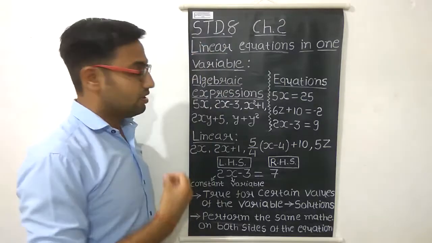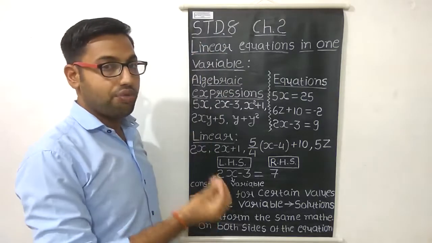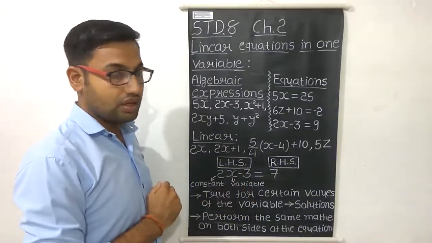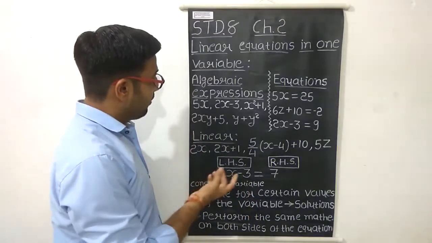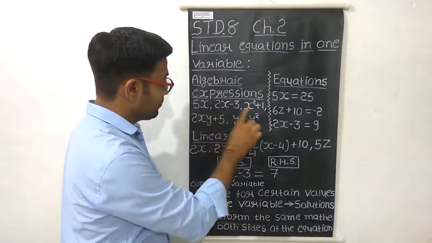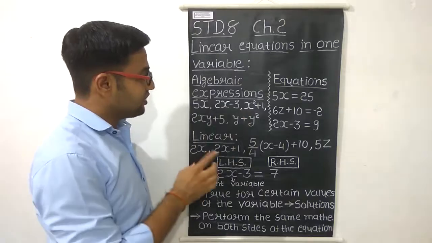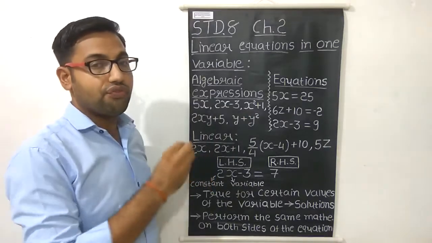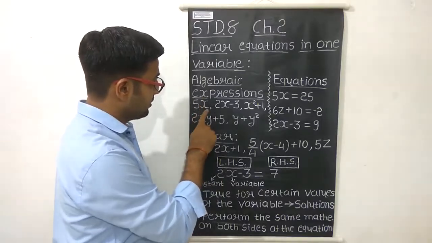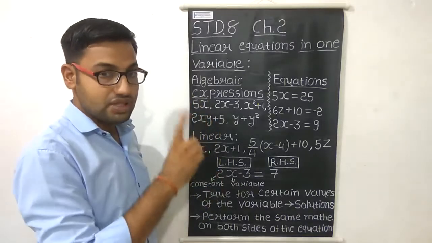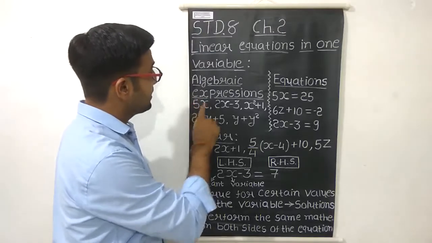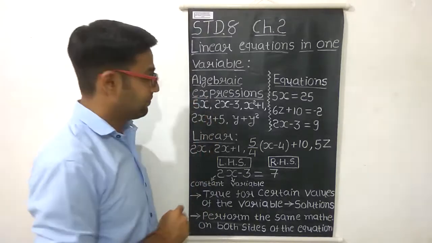Linear means the power of the variable must be equal to 1. Now, we can find out from these three expressions in which expression the value of the power of the variable is 1. Here x has no written power, that means there is one power. So this 5x we can say is a linear expression.